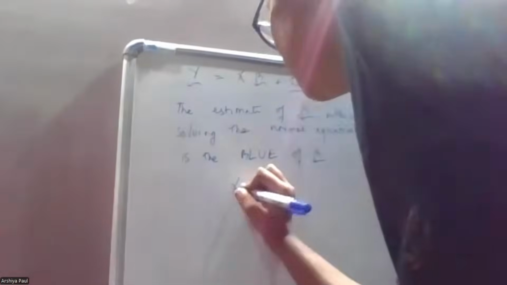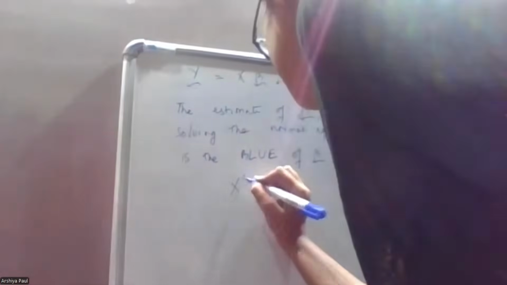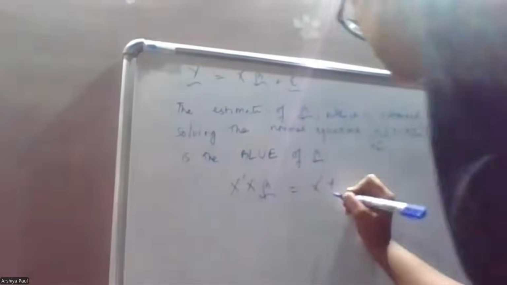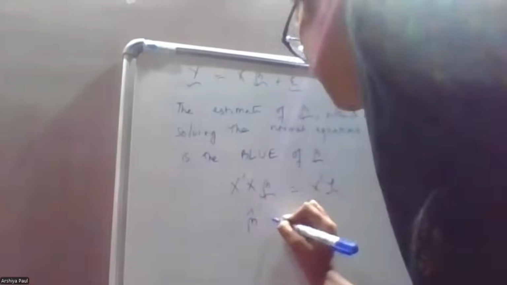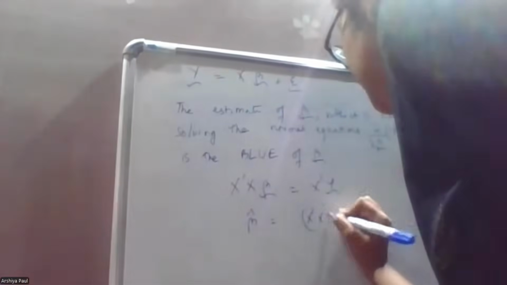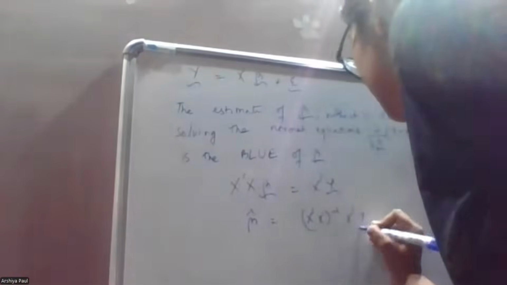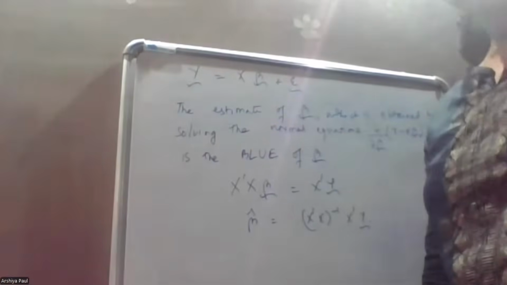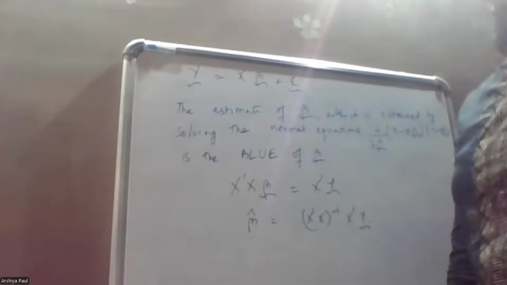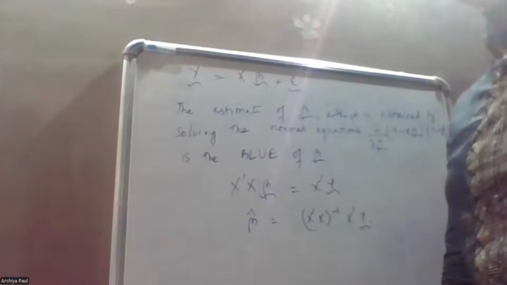So basically the normal equation is this. If we solve it, it boils down to this: beta hat is basically (X transpose X) inverse X transpose y. So from that normal equation you are coming to that, and that's the best linear unbiased estimator for beta. That's the Gauss-Markov theorem. Perfectly all right.